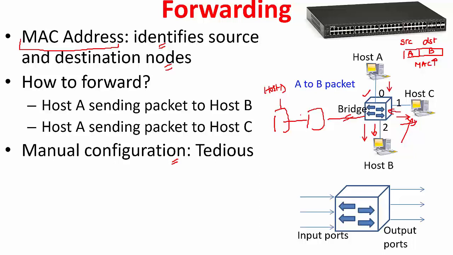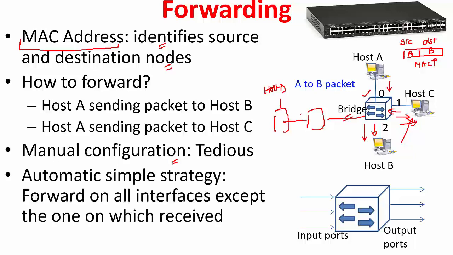It should be very naive, nothing sophisticated. Well, the simplest scheme is the following, where you forward on all interfaces except the one on which you received. For example, A is connected here, B is connected here, C is connected here for this particular switch. This is the in port. I am representing the out port by 0.